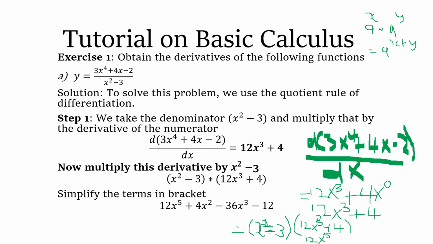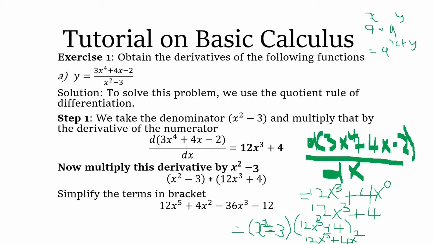Now, we have multiplied this first term by 12x to the power 3. We have to do the same thing for 4, right? So we multiply x squared by 4. Remember, x squared is the same as 1x squared, right? So 1 times 4 is just 4. But mind you, we have a plus sign there. This x squared has a plus, and then 4 also has a plus. So plus times plus is plus. And then we have 4x to the power 2, right? And now we're done with this first term.